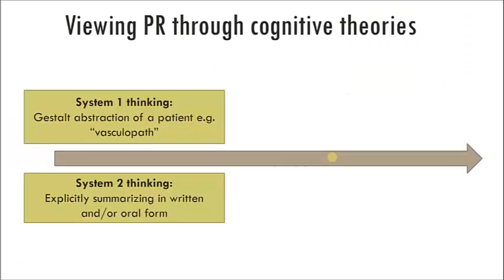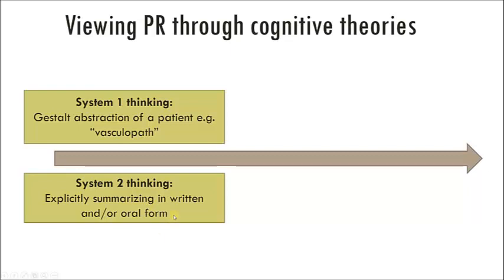All right. So those are the 4 different types of problem representation. Now let's just talk about problem representation through the lens of cognitive theories. Let's go back to our System 1 and System 2 thinking. So one form of problem representation is a gestalt abstraction of a patient, a vascular path. That's a form of problem representation, and that is a System 1 approach.